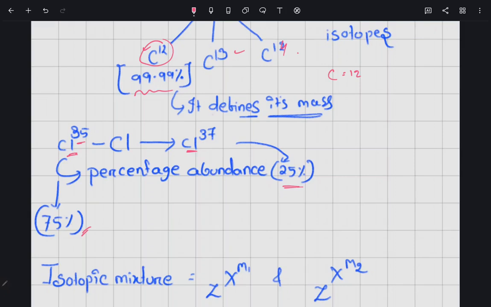Why should it be considered? If you have a chlorine ore and you are scooping out 100 gram, or you say 100 mole of chlorine atoms, then according to this data, 75% of the chlorine will be Cl35 and 25% will be Cl37. So we have to find a way by which we can find an average mass of chlorine, right?